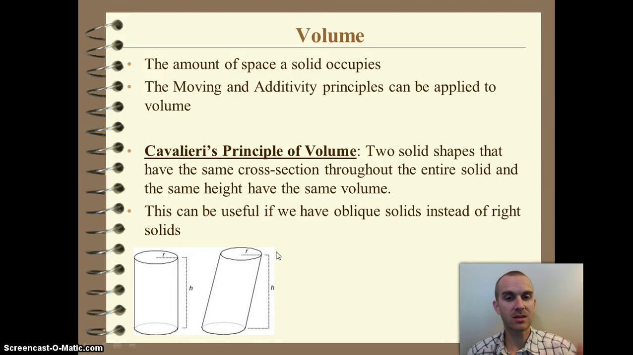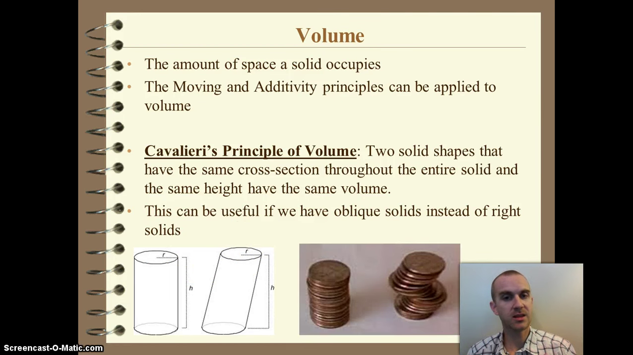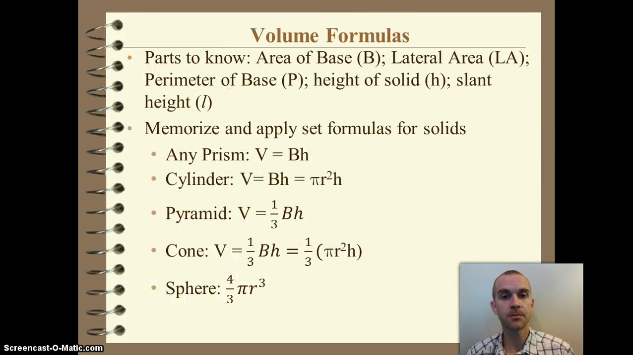So even though it's a slanted shape, I could find the volume of a right cylinder, and because it has the same radius and same height, this slanted one will have the same volume. And if we think about it, if I take a stack of quarters, say I had 10 quarters, whether I stack them perfectly or whether I zigzag them like this one zigzagged, I still have the same volume because it's still 10 quarters. So that's one way to help think about how Cavalieri's principle works.